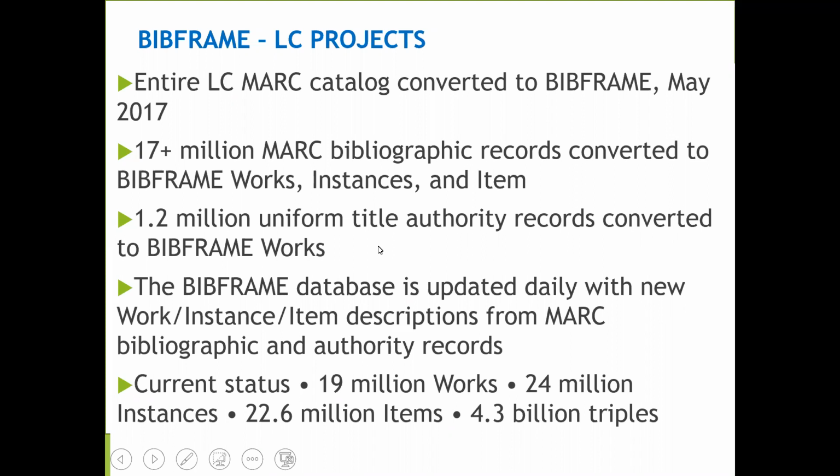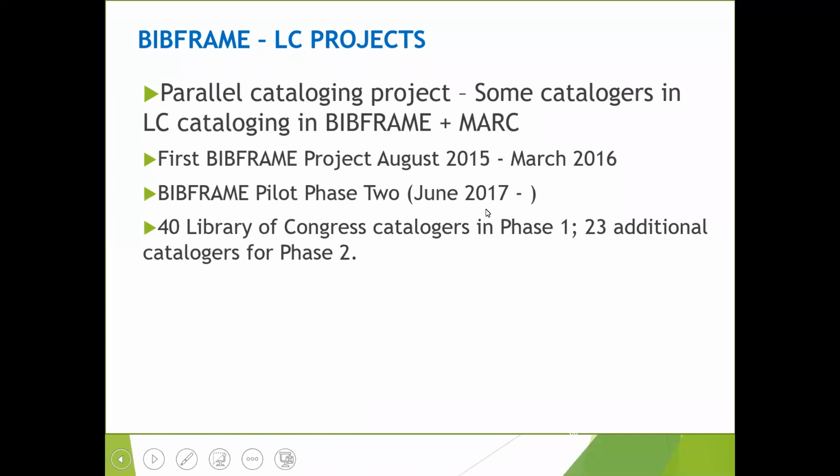Current status, this is actually a current status count probably as of last year that I looked up: about 19 million works, 24 million instances, 22.6 million items, and 4.3 billion triples. So those are those relationships. There is also a parallel cataloging project going on at OCLC where catalogers first started out. They had just some catalogers who were cataloging in BIBFRAME. So they first started that out.